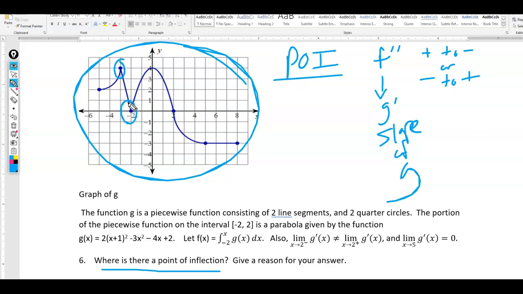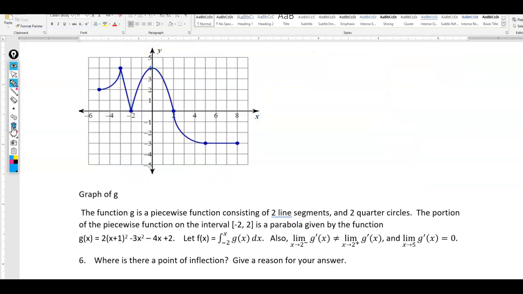Here's another spot. To the left, the slope is negative, but to the right, it's positive. Here's another spot. To the left, the slope is positive, but to the right, the slope is negative. I don't see any other points of inflection. Okay, so here's how we would answer that particular question.